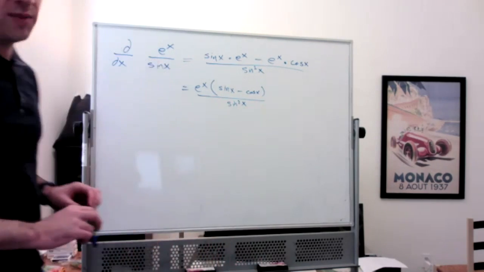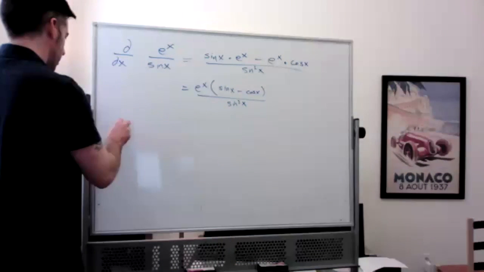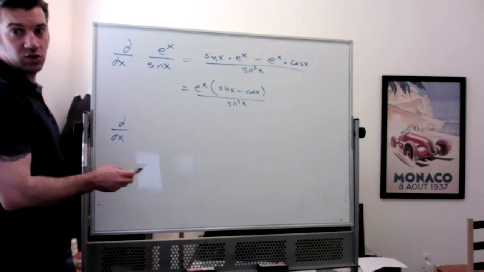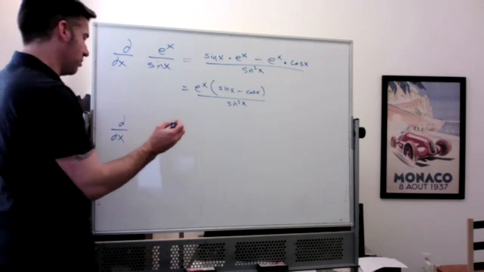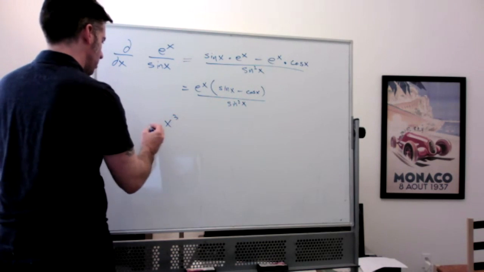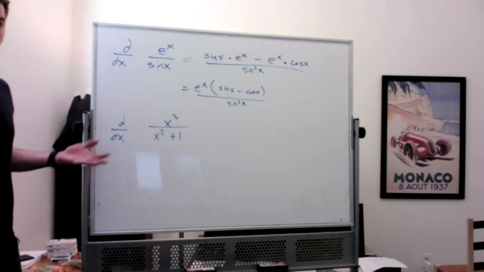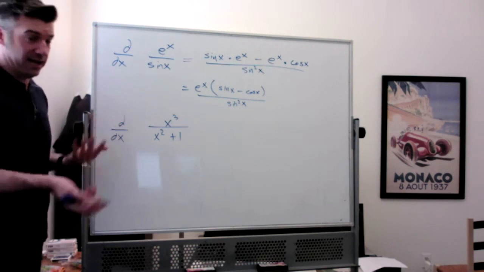So let's look at a couple more examples. How about the derivative of x cubed over x squared plus 1? Well, again, we're just throwing the rule at it.